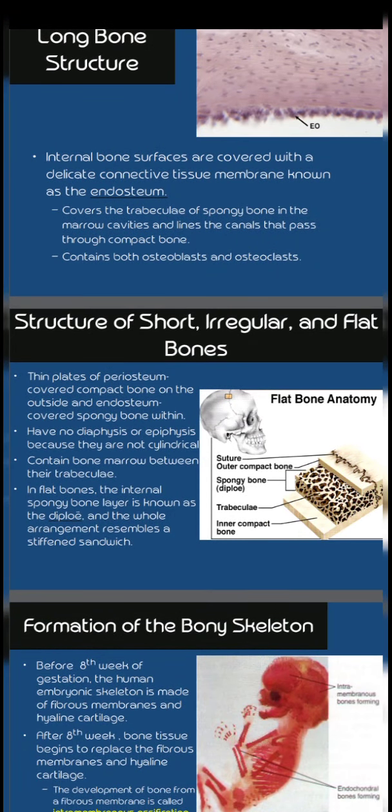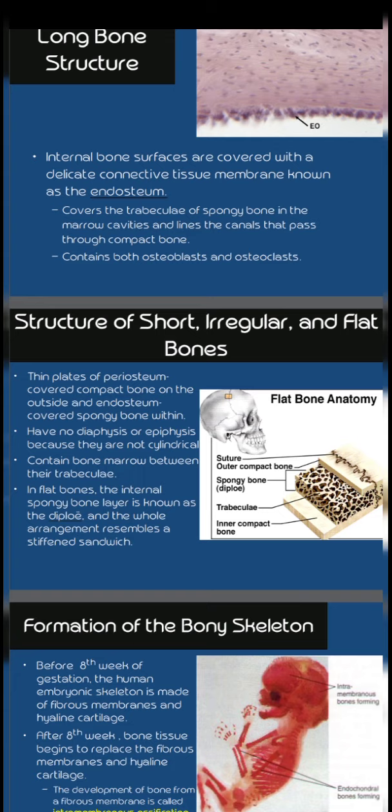The structure of short, irregular, and flat bones is similar. They contain thin plates of periosteum which cover the compact bone on the outside, and endosteum is present inside that covers the spongy bone within. And these flat bones, short or irregular bones, do not have an epiphysis, diaphysis, because they are not cylindrical in shape.